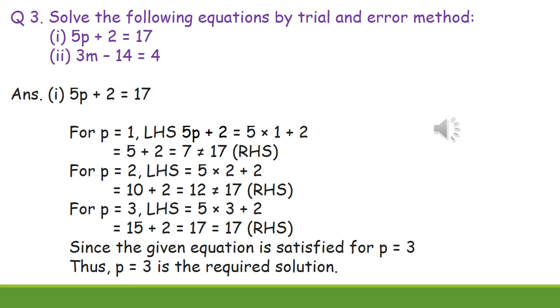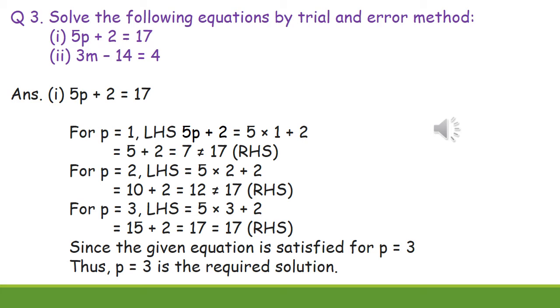So the first equation, part 1, is 5p plus 2 is equal to 17, where LHS is 5p plus 2. And we are taking the variable p value as 1. We are choosing an arbitrary value and replacing the value of p, we are getting 5 into 1 plus 2, that is 7. But the RHS given is 17. So LHS is not equal to RHS.